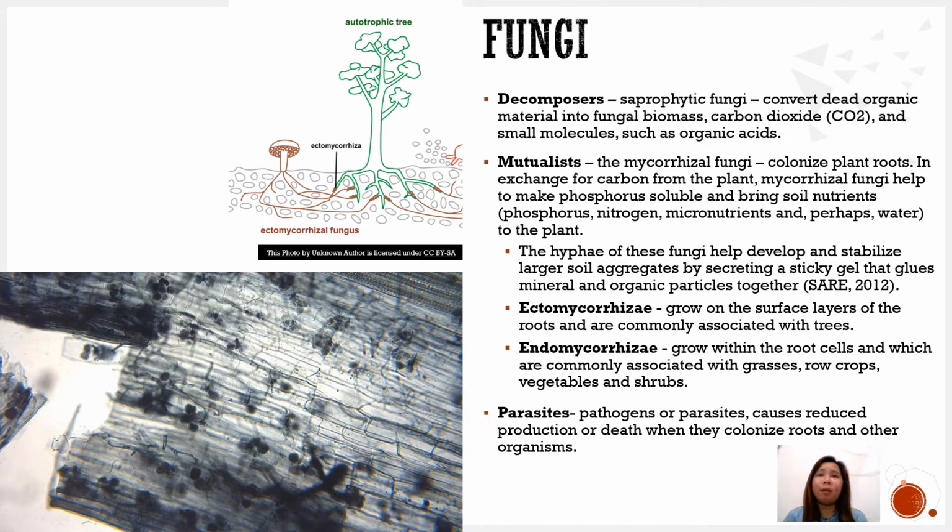Mutualists, the common example is the mycorrhizal fungi. They colonize the plant roots and exchange for carbon from the plant. Mycorrhizal fungi help to make phosphorus soluble and bring soil nutrients such as phosphorus, nitrogen, and other micronutrients and perhaps water to the plant. In this figure you can see the hyphae of the mycorrhiza.